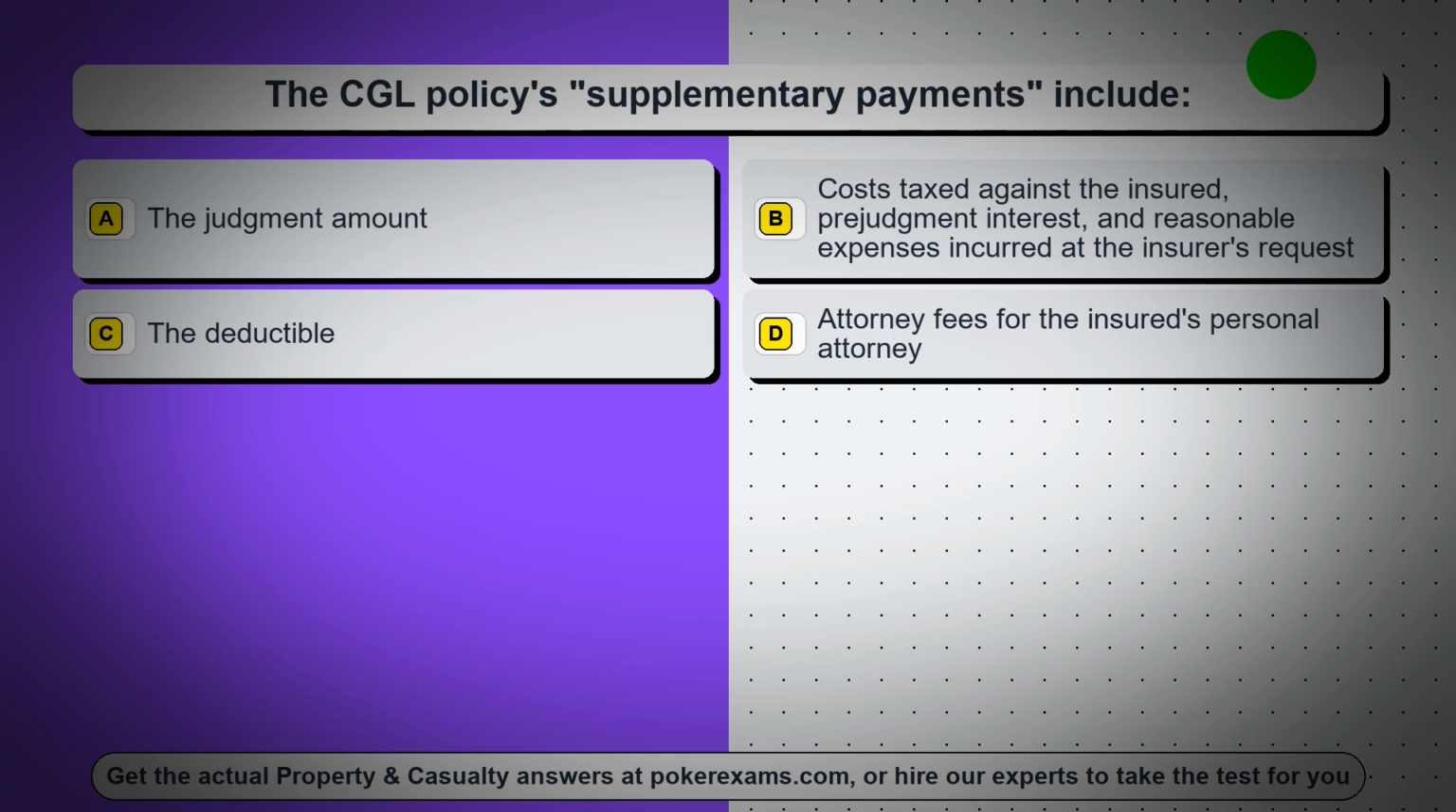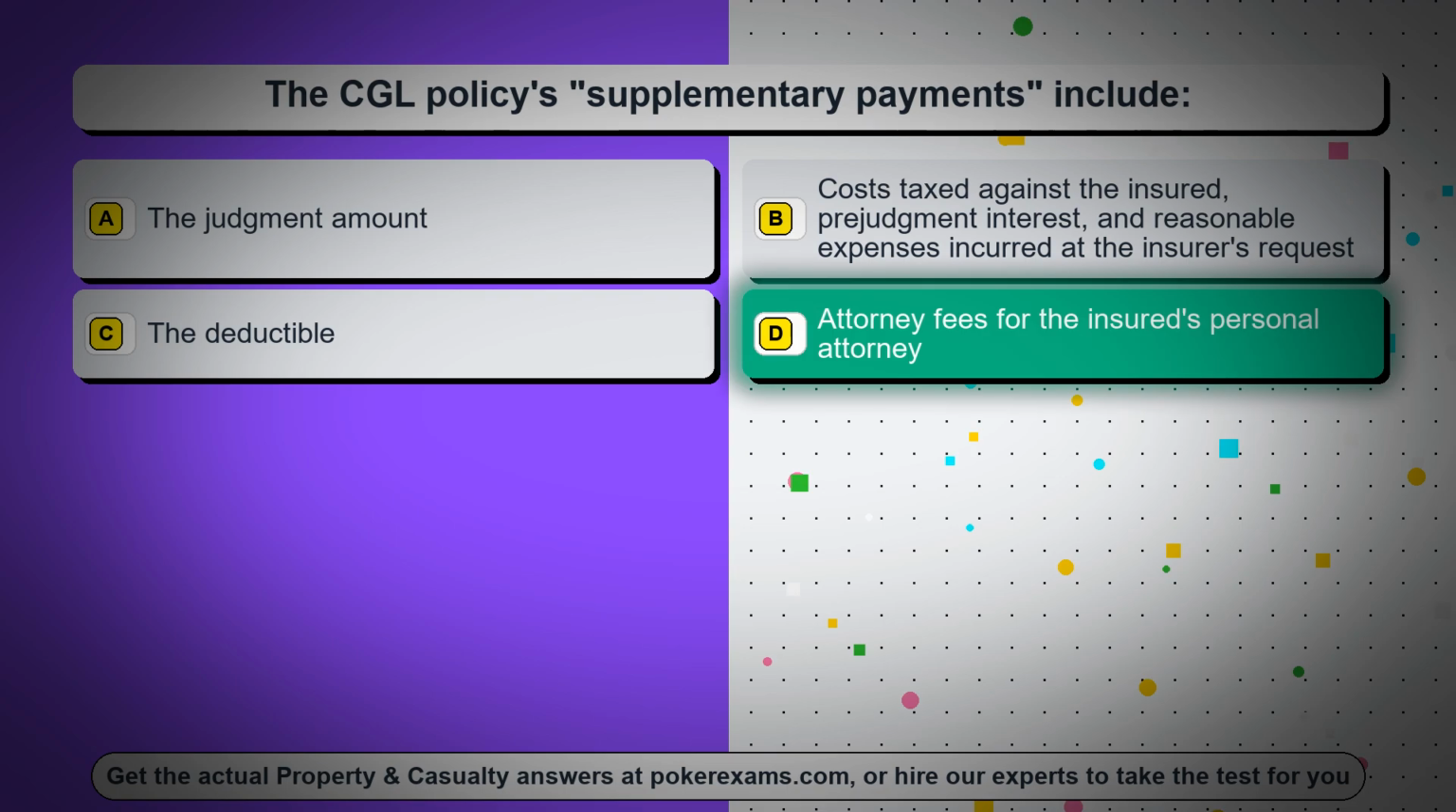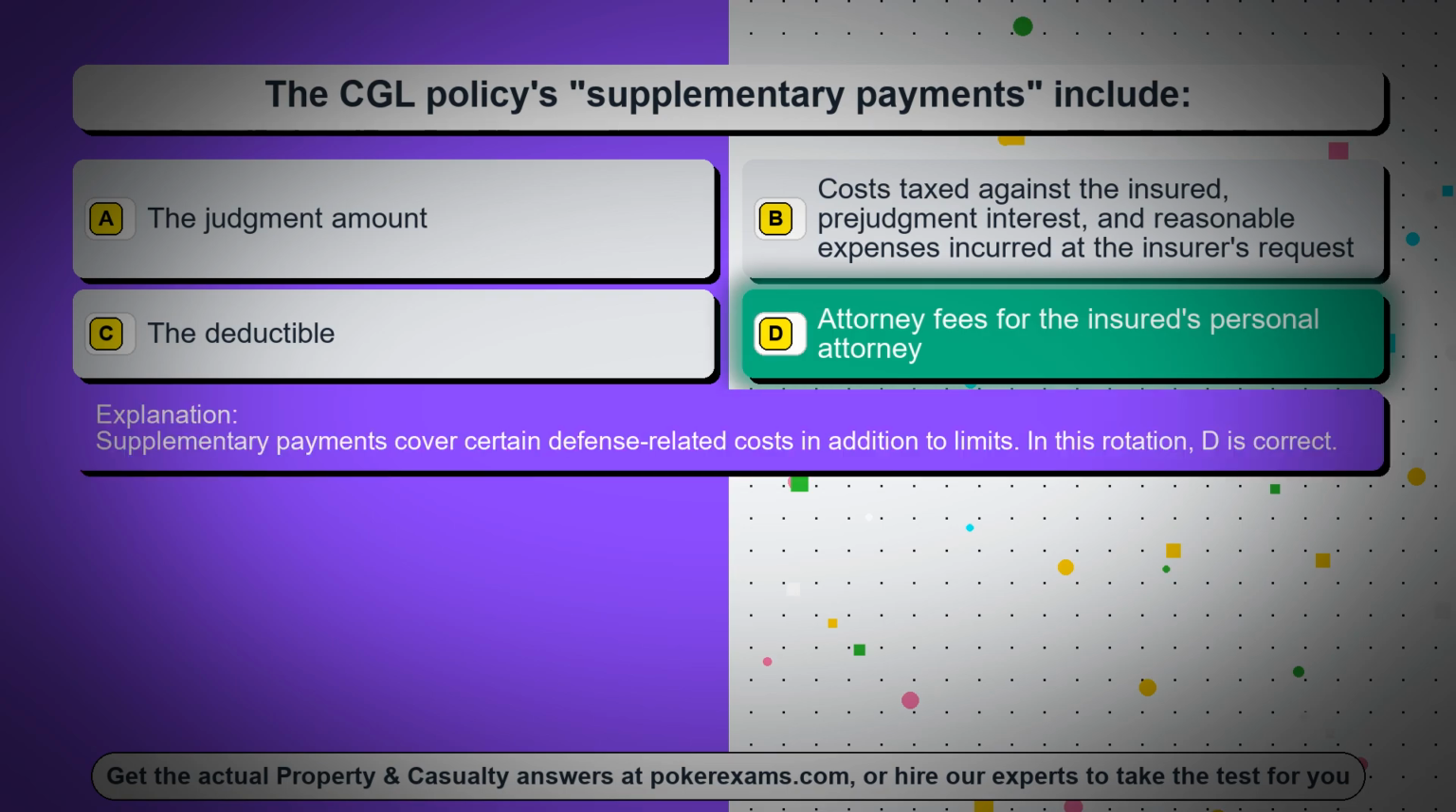Question 21. The CGL policy's supplementary payments include: option A, the judgment amount; option B, costs taxed against the insured, prejudgment interest, and reasonable expenses incurred at the insurer's request; option C, the deductible; option D, attorney fees for the insured's personal attorney. The correct answer is option D, attorney fees for the insured's personal attorney. Supplementary payments cover certain defense-related costs in addition to limits. In this rotation, D is correct.